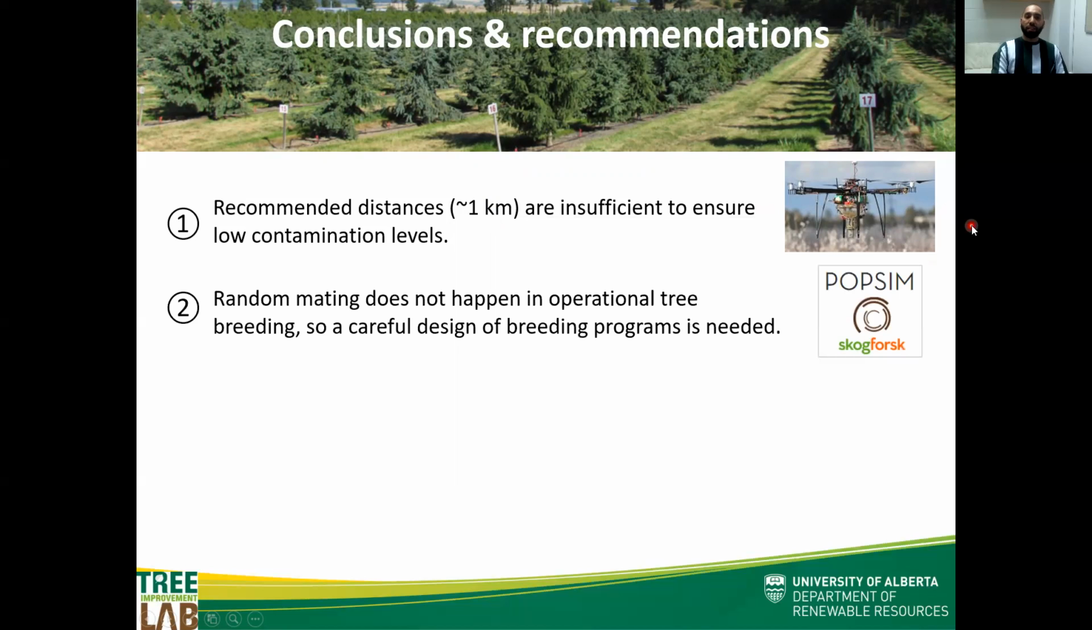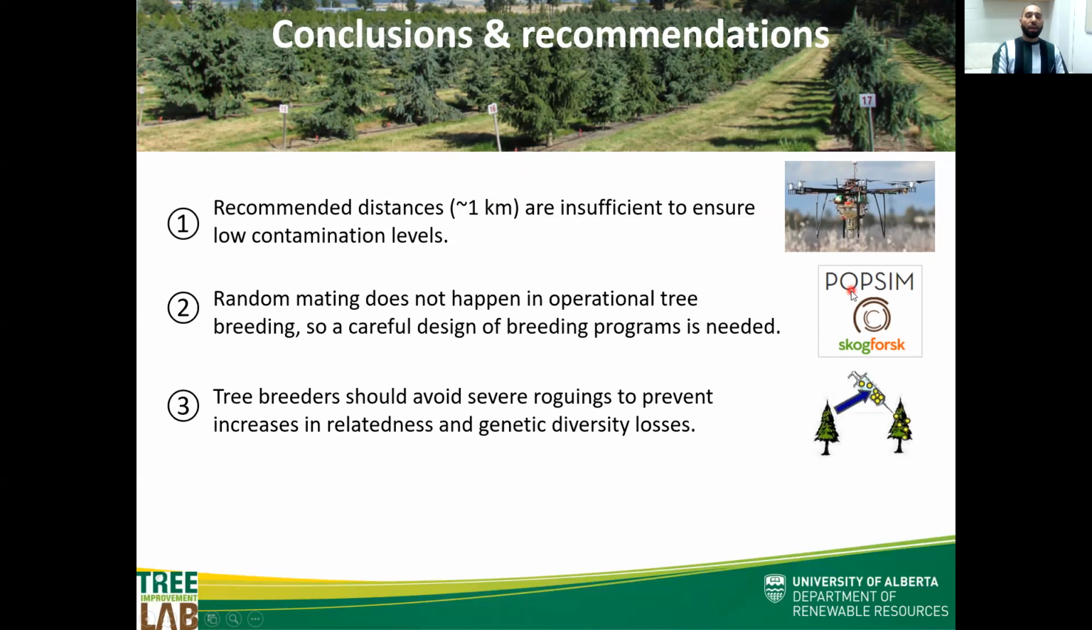Second, random mating does not happen in operational tree breeding, so a careful design of breeding programs is needed. For this, we have different software, and I am just bringing an example, PopSync. Third, tree breeders should avoid severe roguing to prevent increases in relatedness and genetic diversity losses. One solution could be to collect pollen from the best males and pollinate the best females to get improved seed.